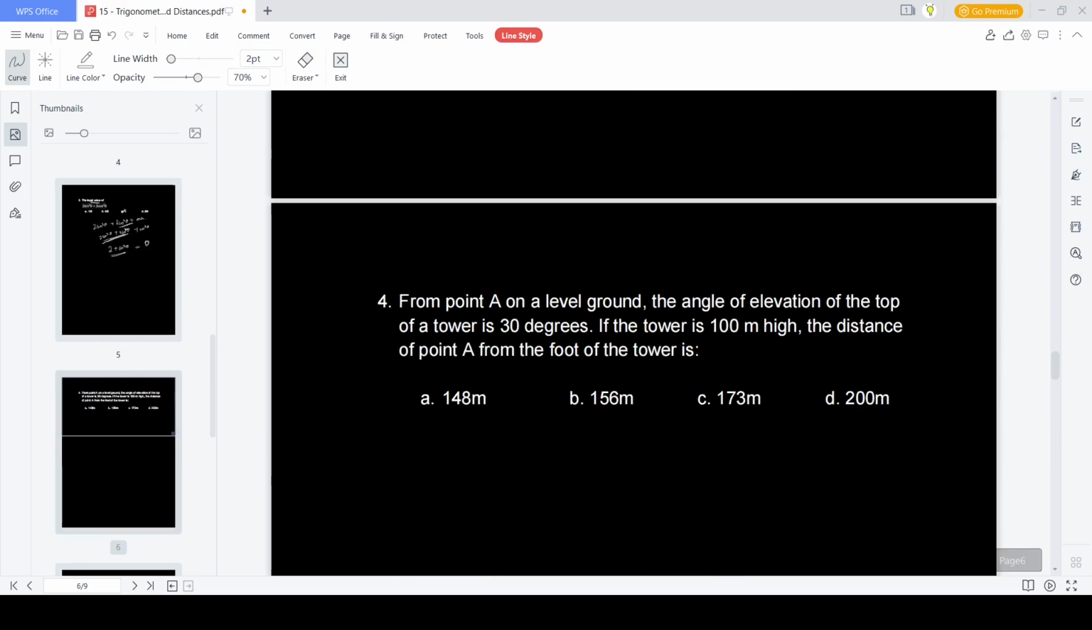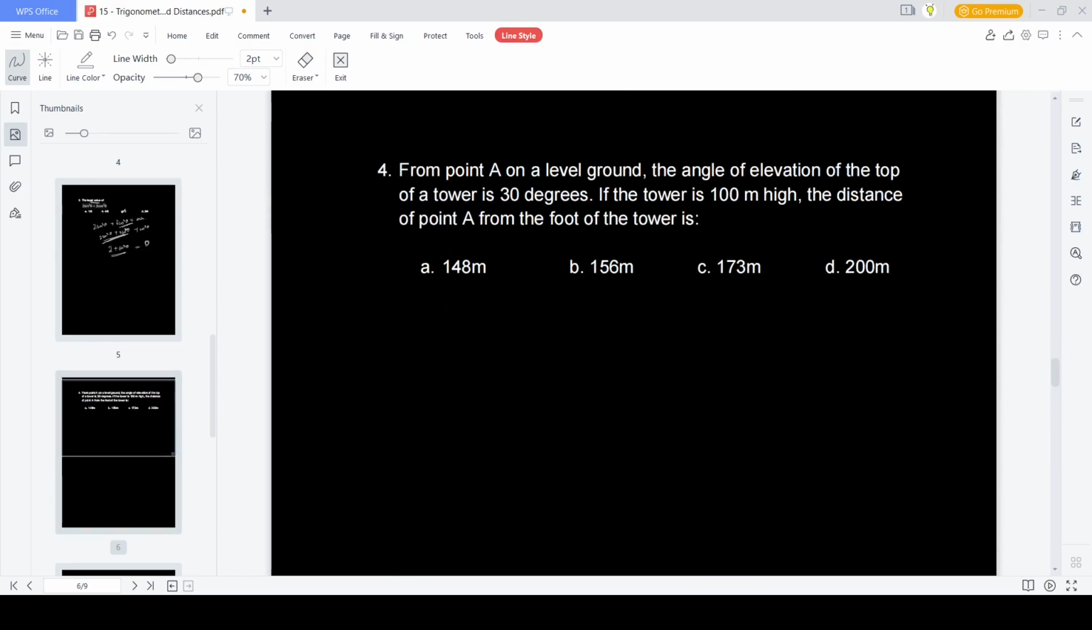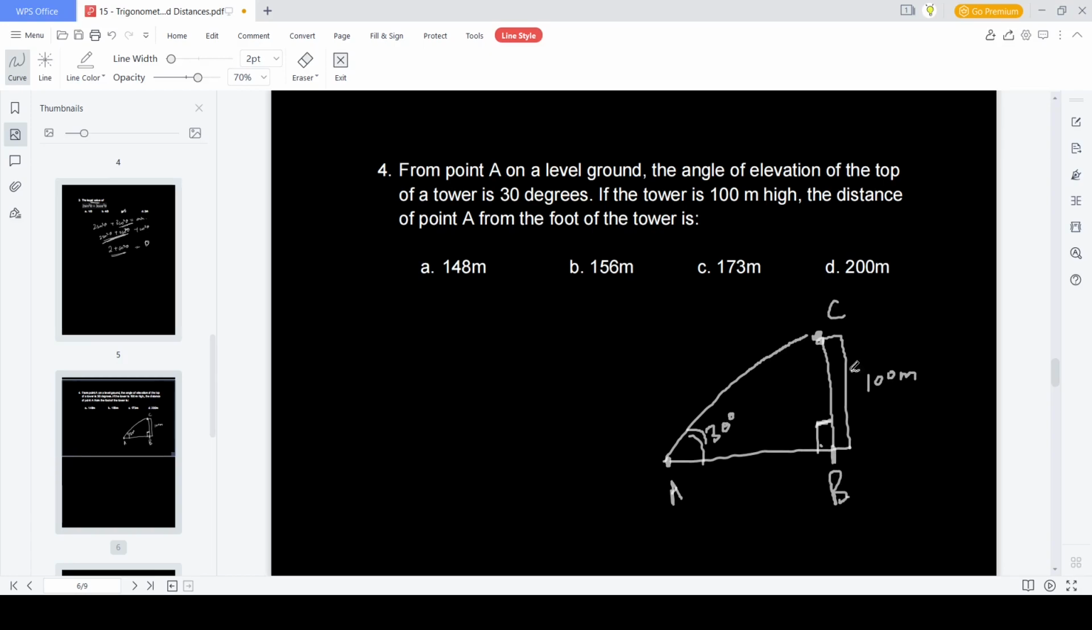Next question. From a point A on a level ground, angle of elevation of the top of the tower is 30 degree. So this is called angle of elevation. If this is the tower, this is the top, this is the point A on the ground, then this angle is 30 degree and it's called angle of elevation. If the tower is 100-meter high, what is the distance of a point from the foot of the tower? So see this they're asking this distance AB, they're asking if BC is 100.